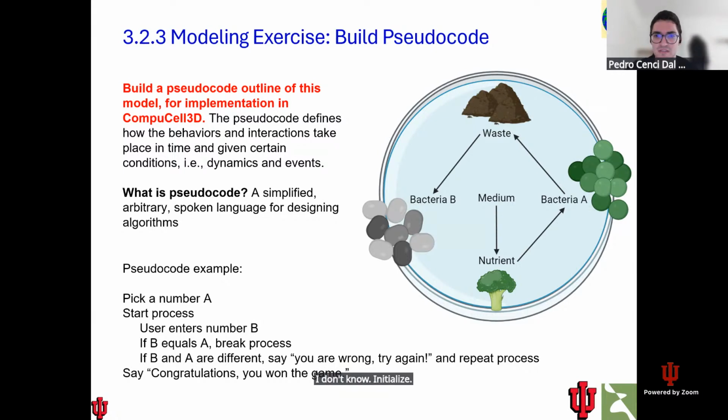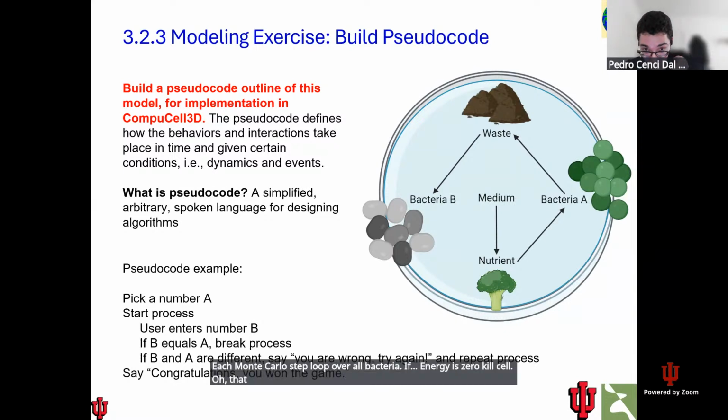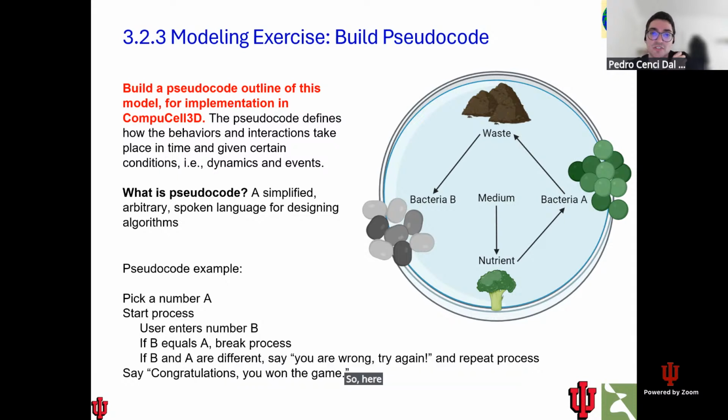Initialize X bacteria A cells, Y bacteria B cells. Initialize field, initialize diffusion. Each Monte Carlo step, loop over all bacteria. If energy is 0, kill cell. Oh, that's a good, interesting idea. So here she is tracking the energy of a cell. And if the energy reaches 0, the cell dies.